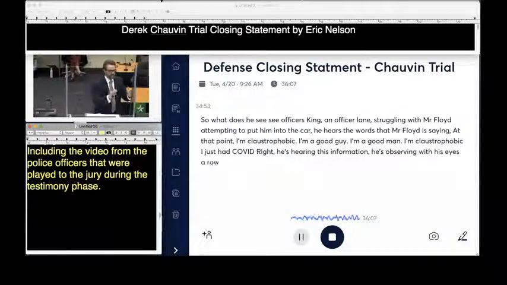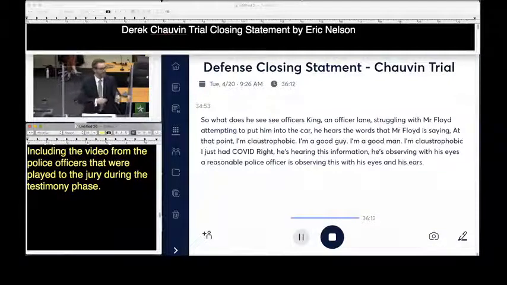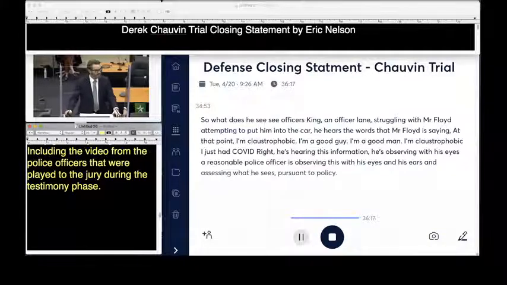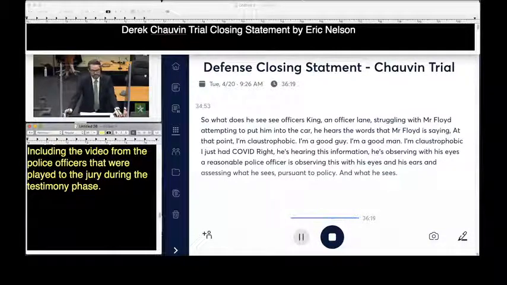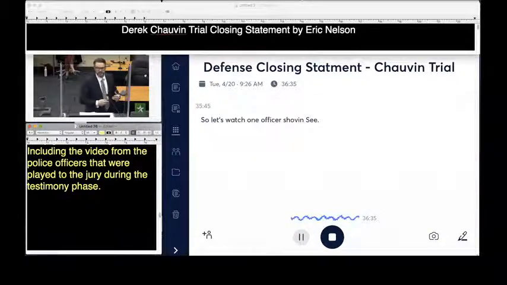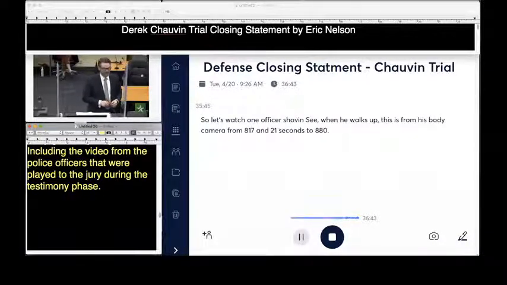A reasonable police officer is observing this with his eyes and his ears and assessing what he sees pursuant to policy. And what he sees, at a minimum, is active resistance. Mr. Floyd's not just simply getting in the back seat of the car. So let's watch. What does Officer Chauvin see when he walks up? This is from his body camera from 8:17 and 21 seconds to 8:18 and 15 seconds. Just shy of a minute.